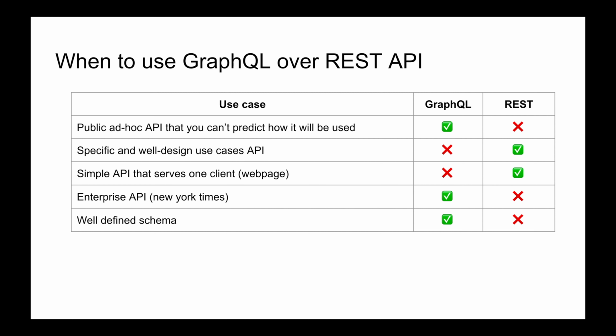When to use GraphQL over REST API, guys? Again, all of this, take it with a huge lump of salt. Here's the use case that I think fits REST versus GraphQL. You can argue that both of them can fit. You can do REST on all of them. You can do GraphQL on all of them, right?